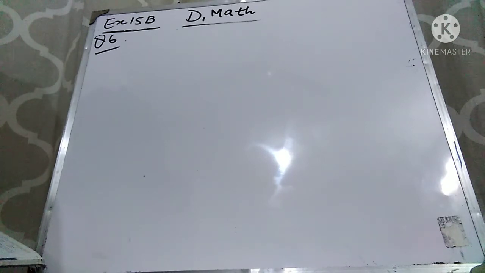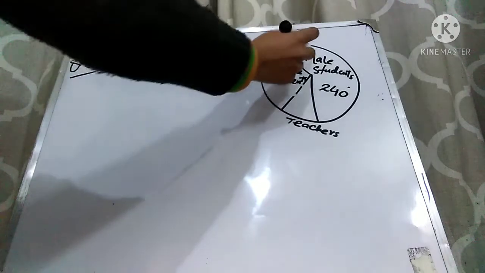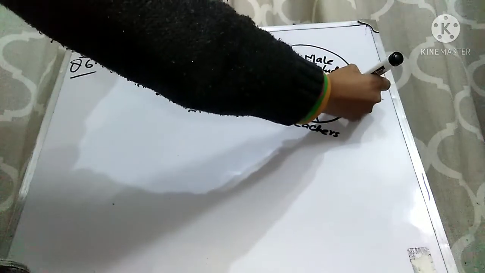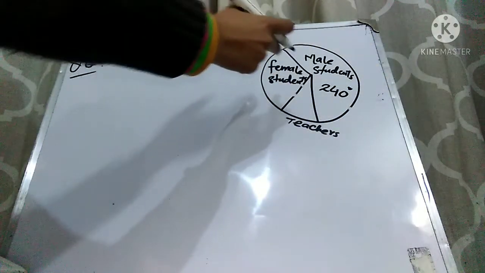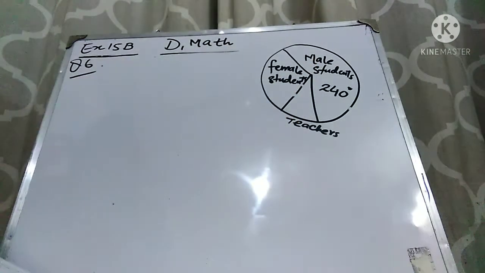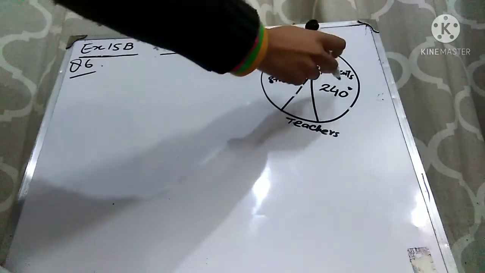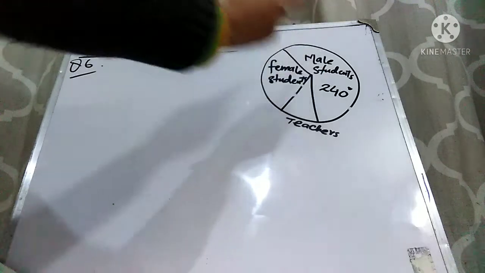Okay, so question number 6 is a pie chart. In the pie chart, you can see the male students, the angle of the sector is 240 degrees, and here are the female students, and this part is showing the teachers. There are three colors: this is the blue color, this is the orange color, and this is the pink color.